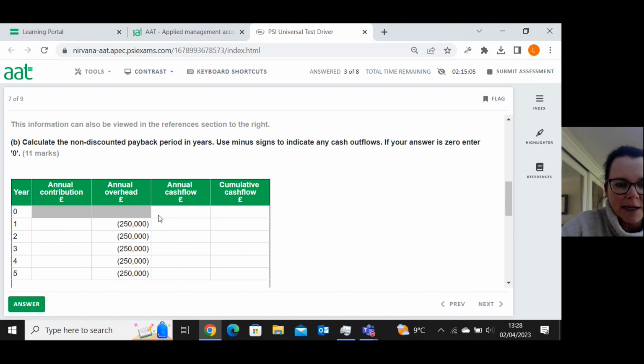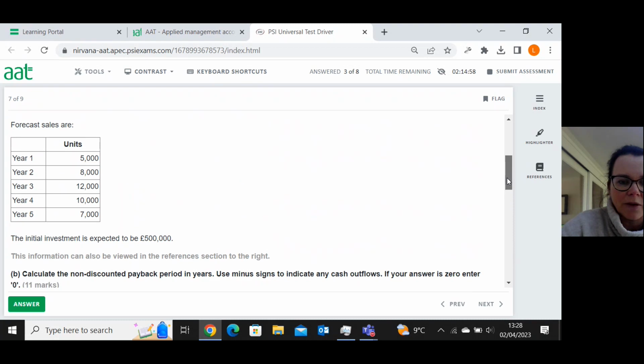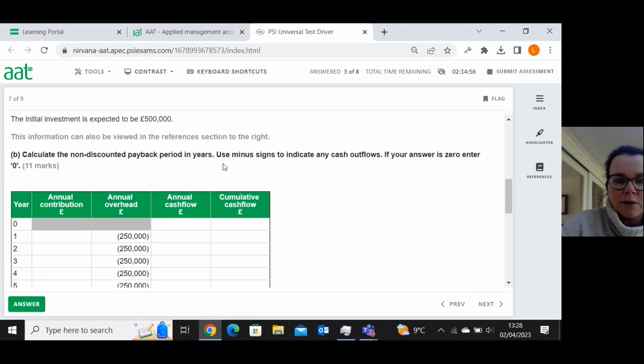Right, so right now, year 0, what is my cash flow? I'm spending out £500,000. It says use minus signs to indicate cash outflows, so minus 500,000. The cumulative cash flow is just the running total, so one and the same right now.